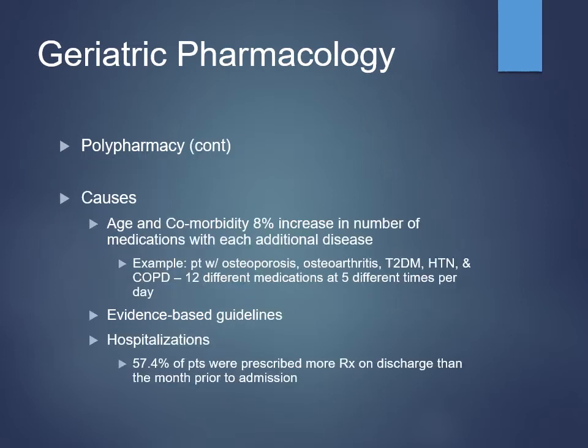Looking at age and patient comorbidity, imagine a patient had osteoporosis, osteoarthritis, diabetes, hypertension, COPD. They could be on 12 different medications at 5 times throughout the day. And how likely is it they're going to be 100% accurate with taking all of that or complying with that? Highly unlikely, right? Even for the best of us, it would be very difficult to keep up with that kind of regimen, right?